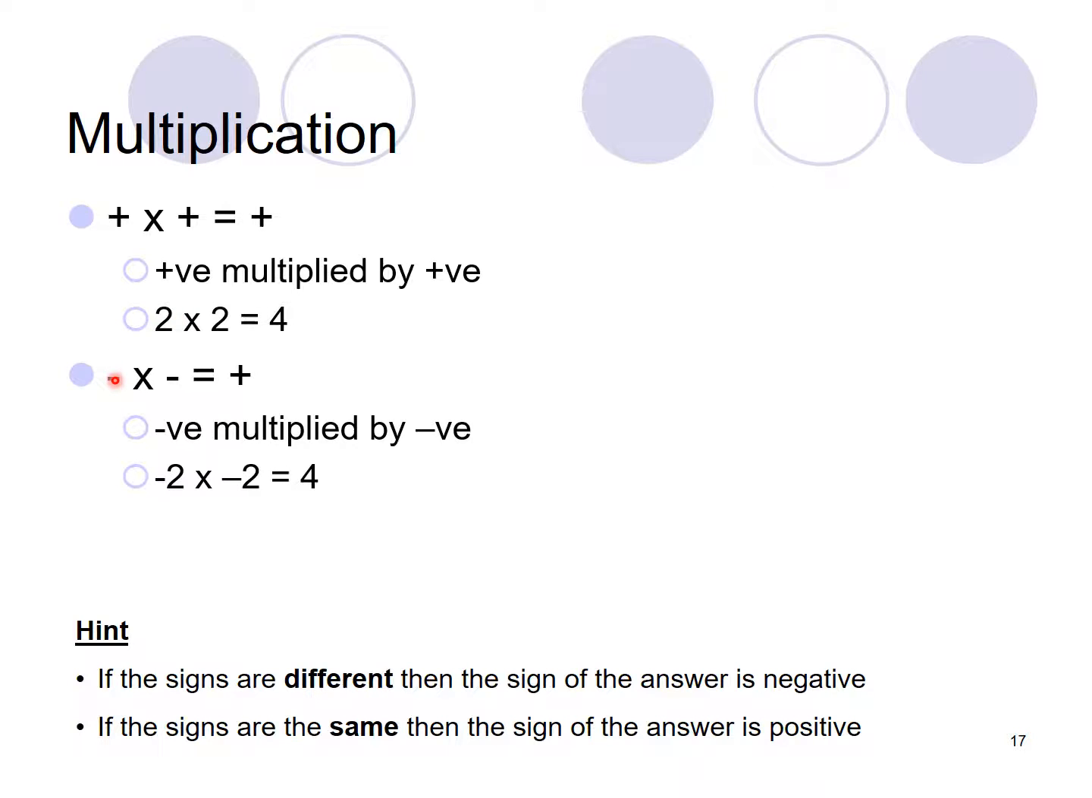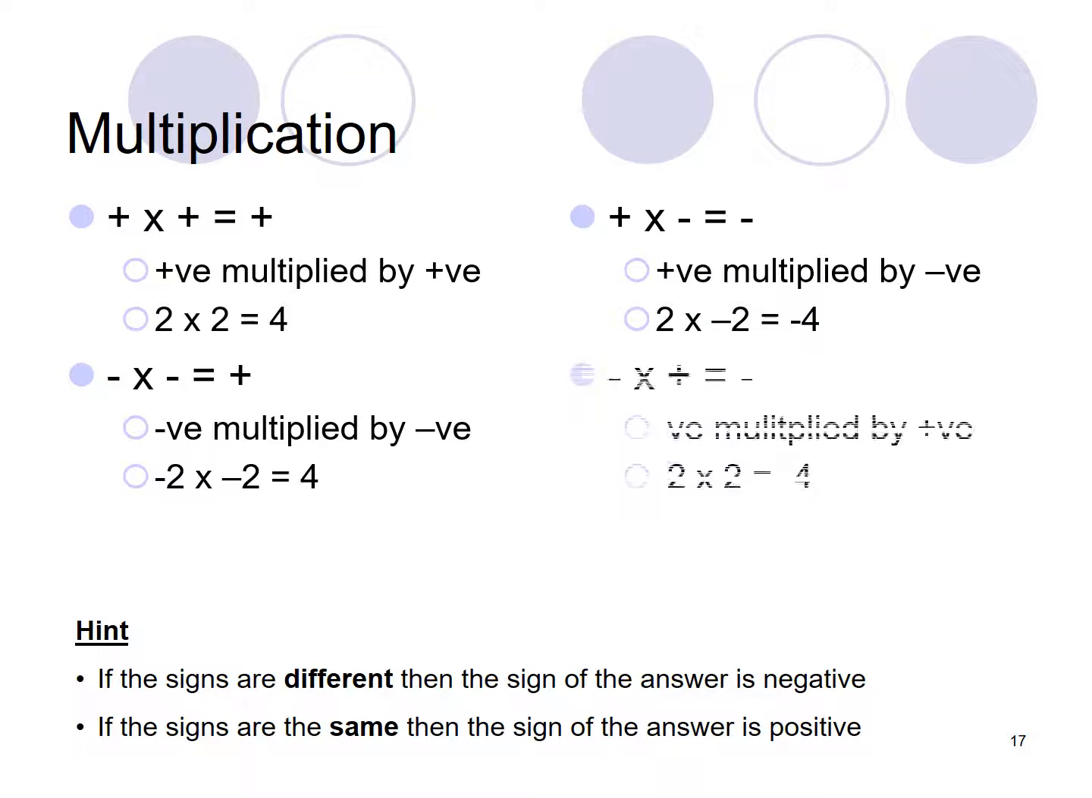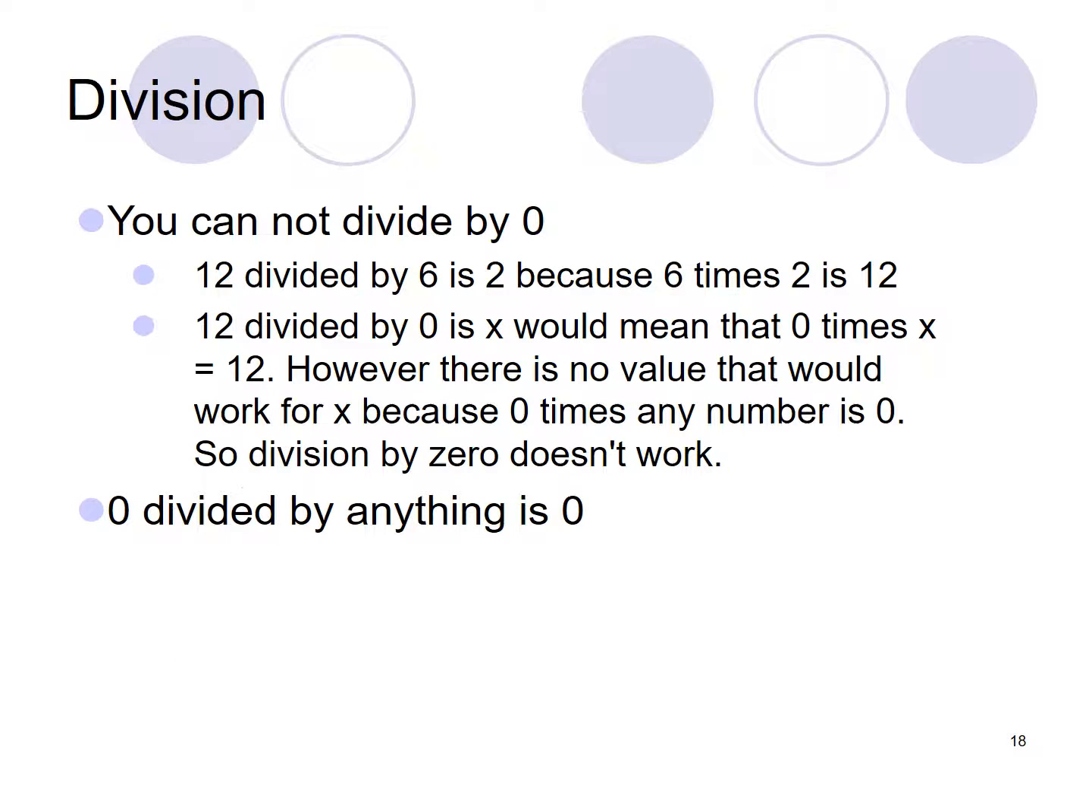Likewise, negative multiplied by negative, the signs are the same, so your answer is going to be positive. Okay, so -2 multiplied by -2, the signs are both the same, so your answer is positive. However, positive multiplied by negative, those two signs are different, then your answer is negative. So +2 multiplied by -2, those two signs are different, so your answer is negative. And the other way around is the same. So be aware of that.